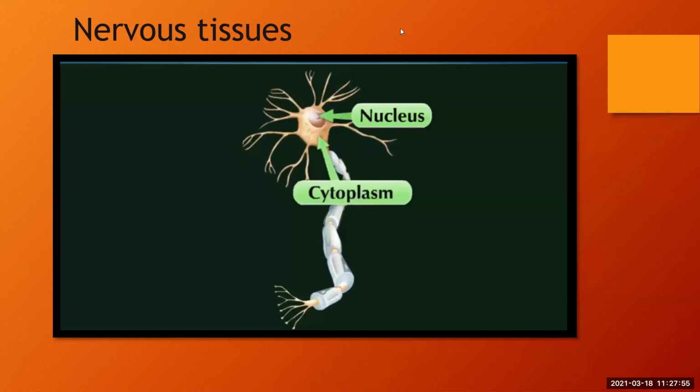So we have studied today about the animal tissues. In that we have studied about the simple tissue and the complex tissue. So I hope you have understood today's lecture.